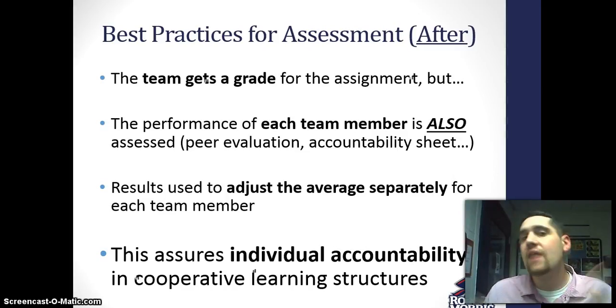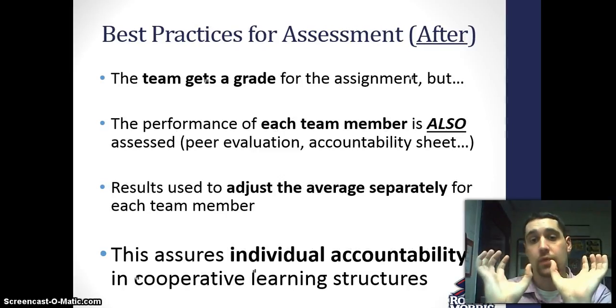So what I suggest is have a peer evaluation. Have an accountability sheet to where students do self-reflection and really go through and say, well, what did I do on this that was beneficial? So you have to have both of those elements in that rubric.